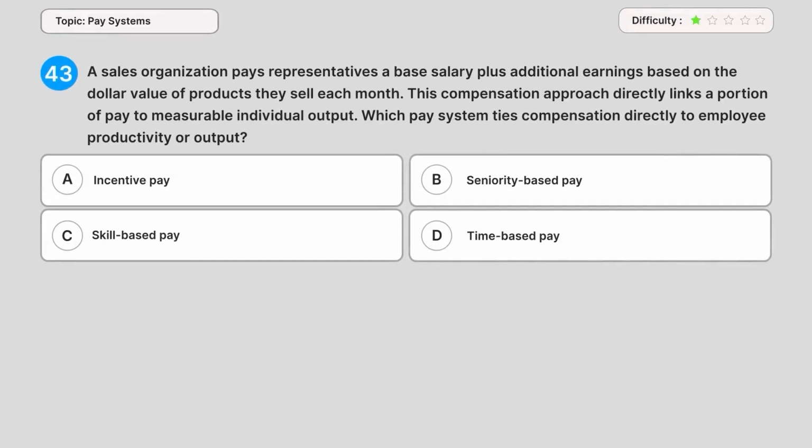43. A sales organisation pays representatives a base salary plus additional earnings based on the dollar value of products they sell each month. This compensation approach directly links a portion of pay to measurable individual output. Which pay system ties compensation directly to employee productivity or output? A. Incentive pay. B. Seniority-based pay. C. Skill-based pay. D. Time-based pay. Do you know the answer?